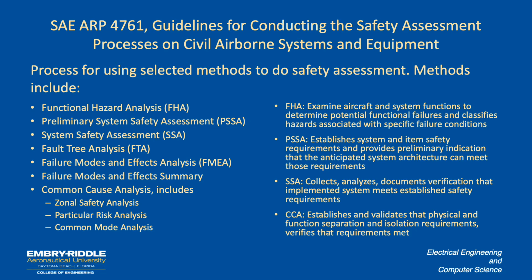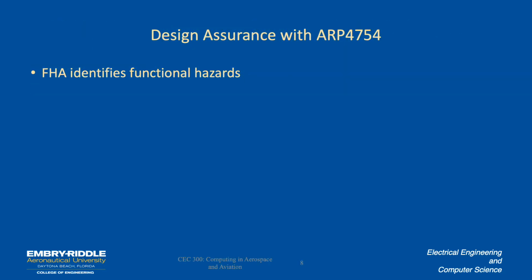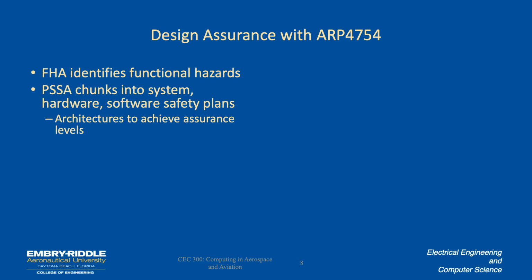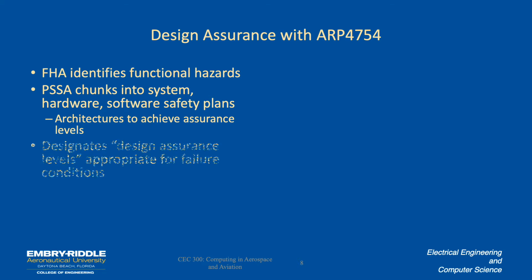So you've got these different tools for demonstrating safety of individual aspects, modules, components, elements. To do design assurance with 4754, you use a functional hazard analysis to identify the hazards. You chunk the system into hardware and software and different modules, and you have safety plans, and you have an architecture that should allow you to achieve the assurance level. That could include redundancy, dissimilar systems, similar parallel systems, and the like. We'll talk about some other ways of achieving these.